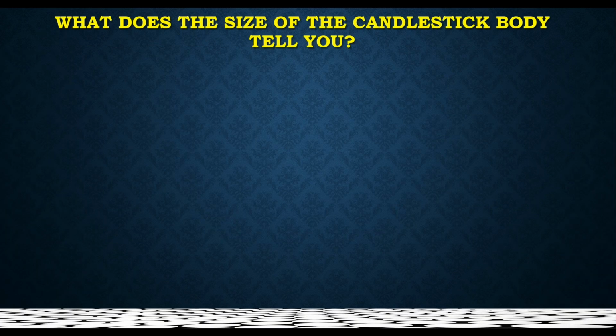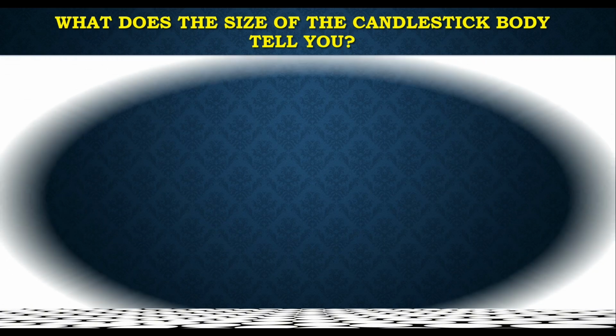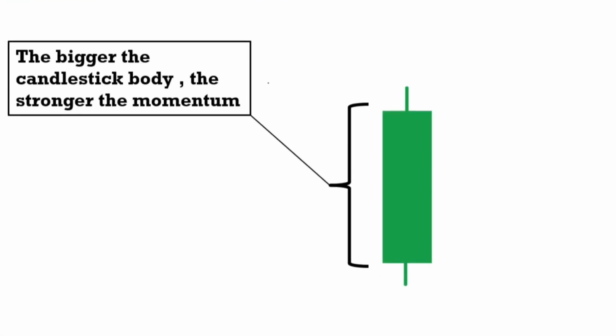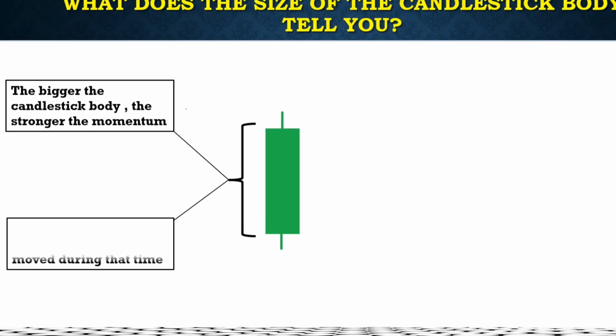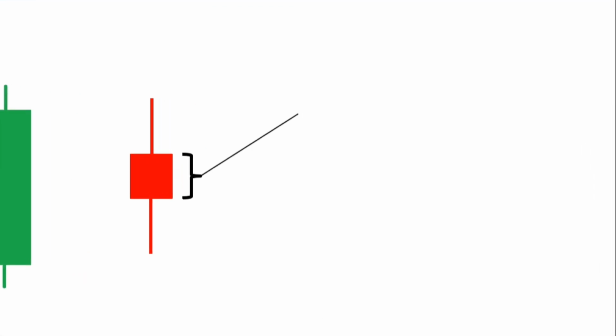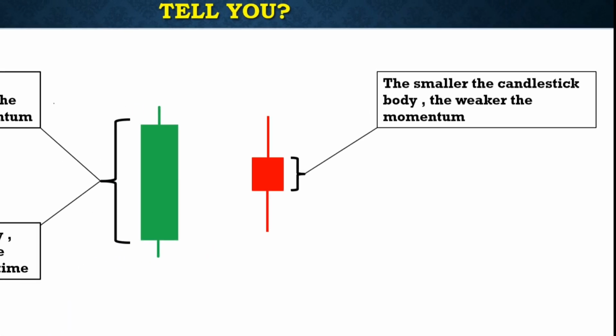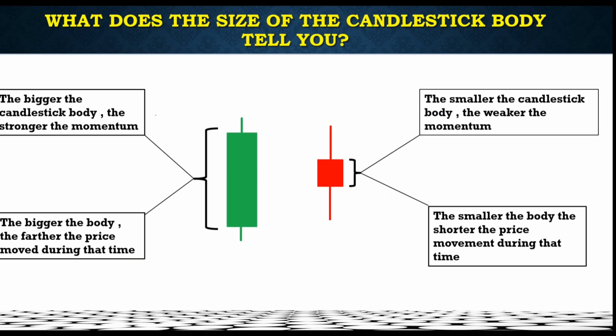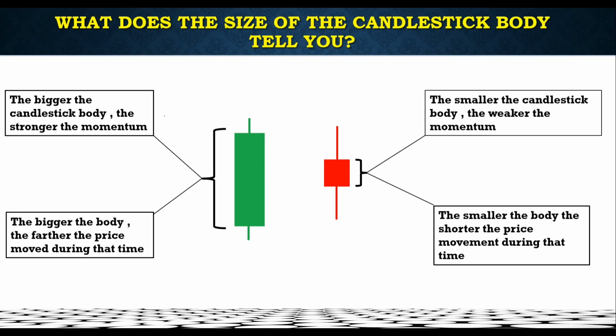What does the size of the candlestick body tell you? The bigger the candlestick body, the stronger the momentum. The bigger the body, the farther the price moved during that time. The smaller the candlestick body, the weaker the momentum. The smaller the body, the shorter the price movement during that time.